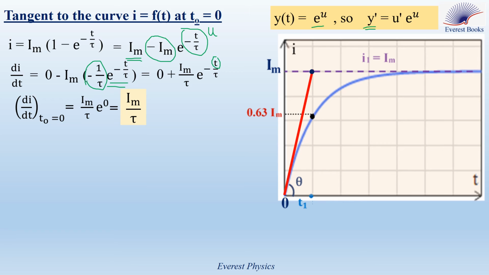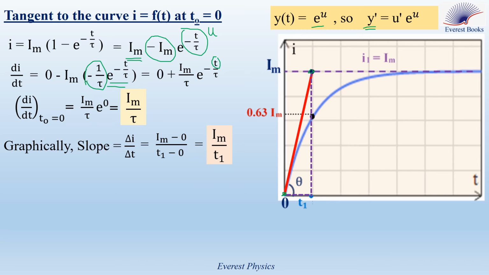Let's move to the curve. We want to determine the slope of this tangent on the graph. The slope is given by delta I over delta T. So you can take 2 points. The first point is 0, 0, and the second point is T1 as its abscissa and Im as its ordinate. So the slope becomes Im minus 0 over T1 minus 0, which is equal to Im over T1.